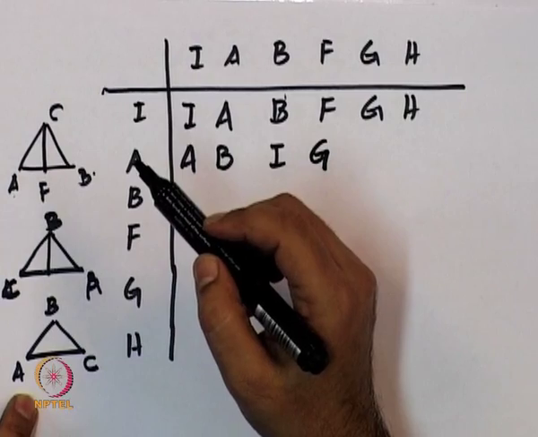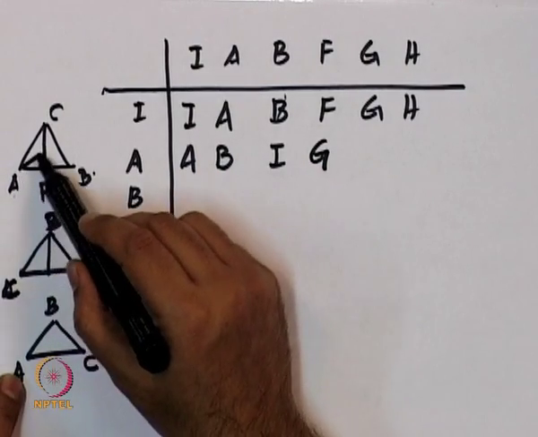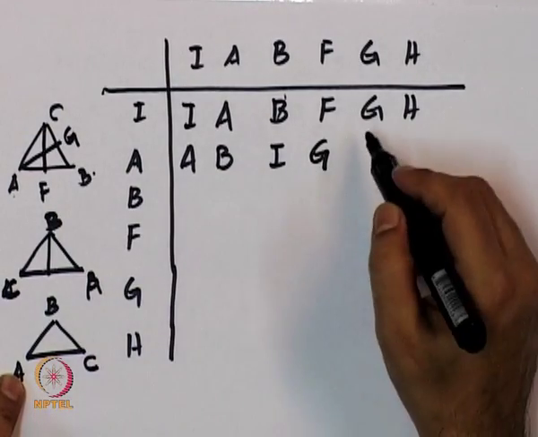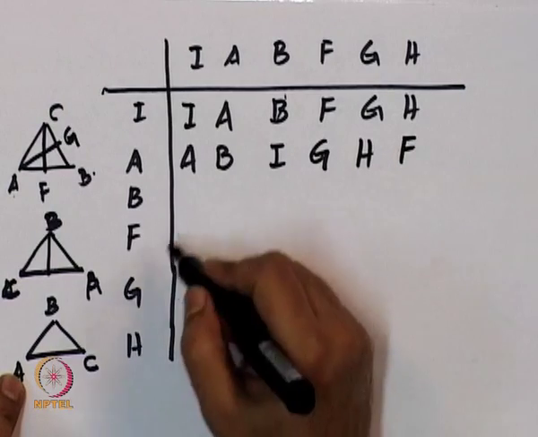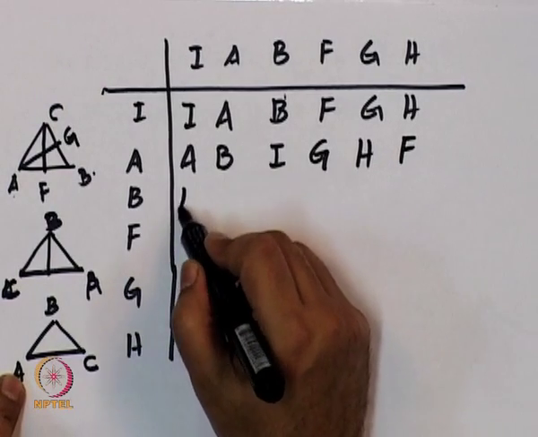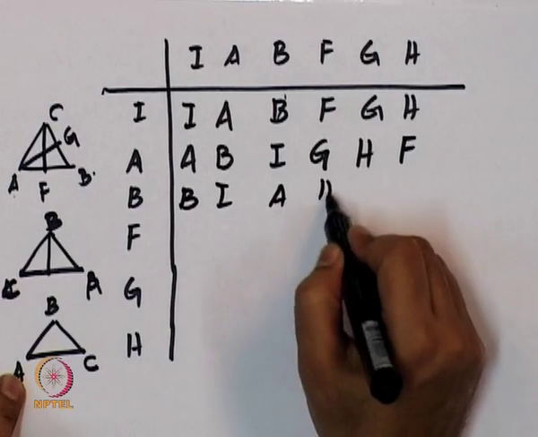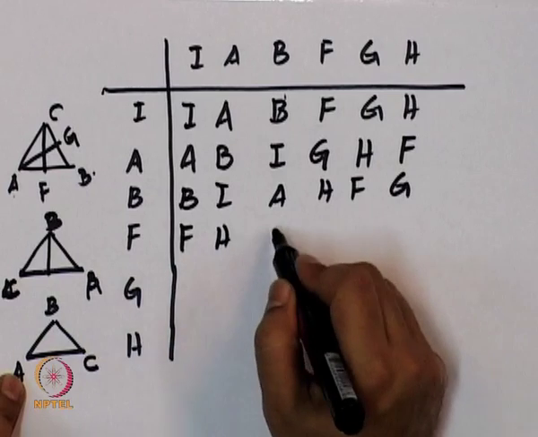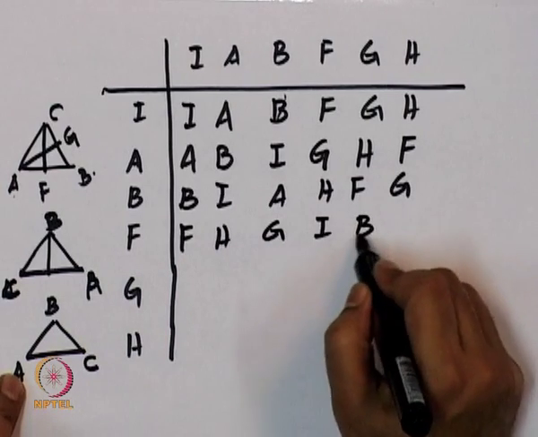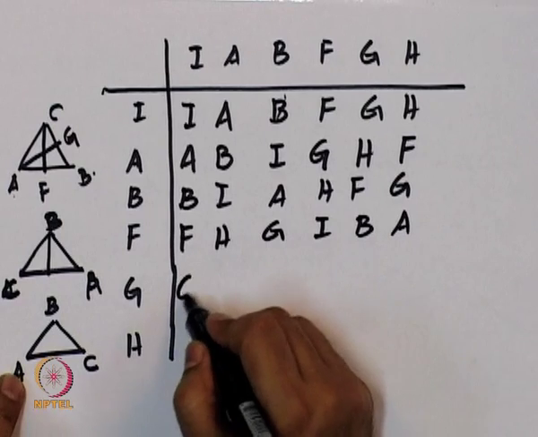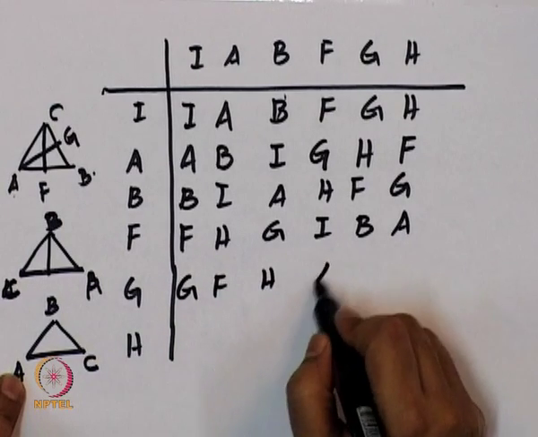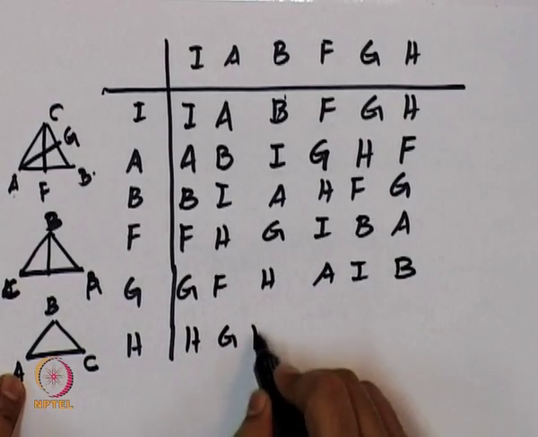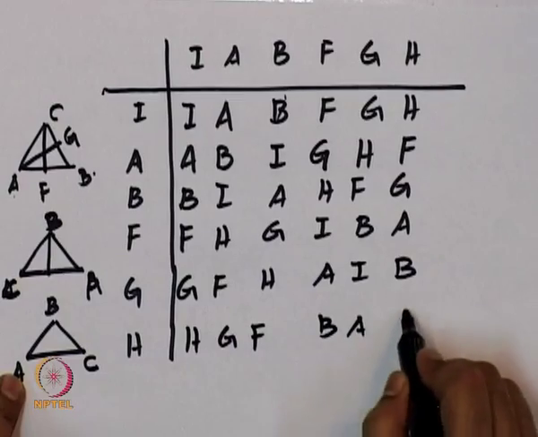What does G do? G leaves A unchanged and B and C are exchanged, right. So, similarly you can fill in the rest of the table. This row will be H F and this will be B I A; H F G and then F H G I B A and then G F H A I B and H G F B A I.